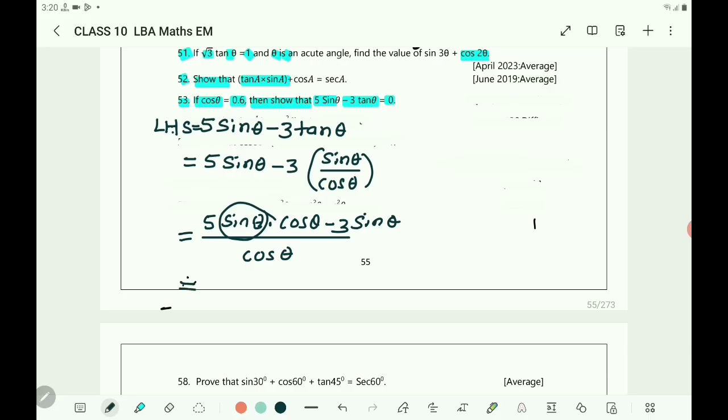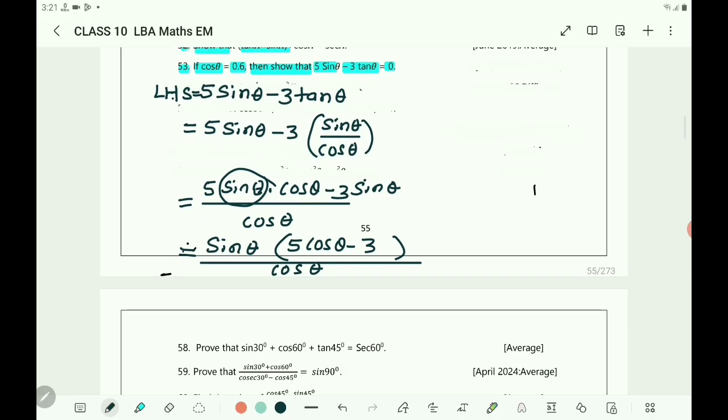Then you write equals sin theta in the bracket. Here what is remaining? Here 5 cos theta is remaining. Write that one, 5 cos theta. Here sin theta is outside. What is remaining? 3 by cos theta. That equals, just write here, sin theta and 5.